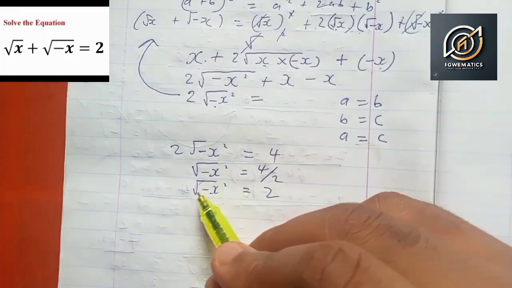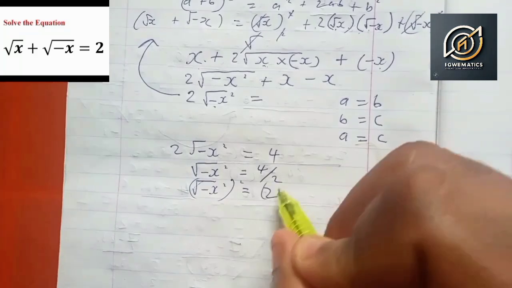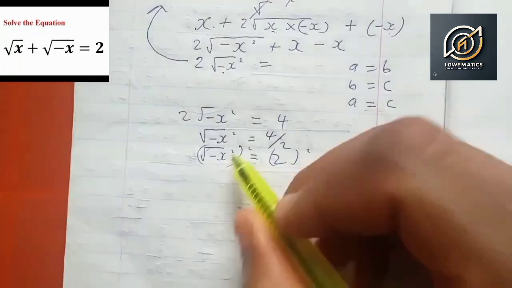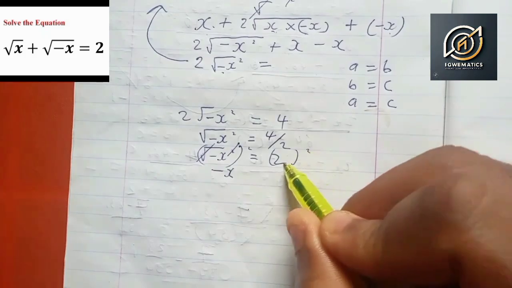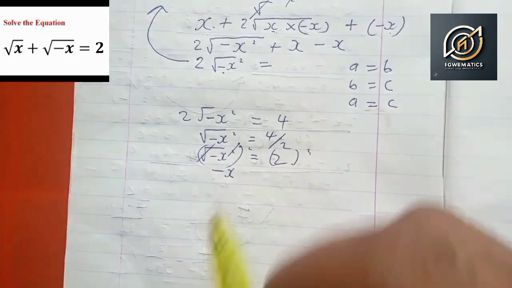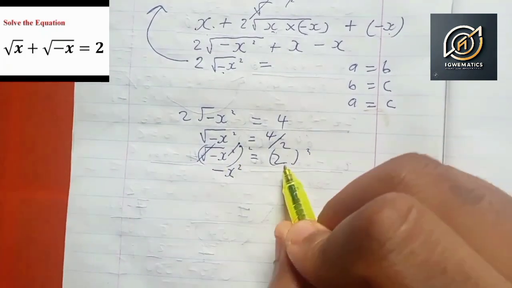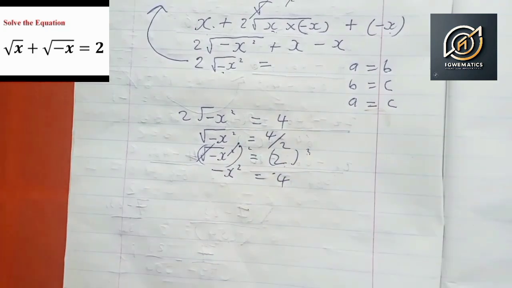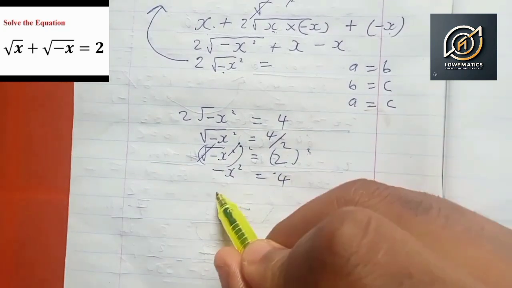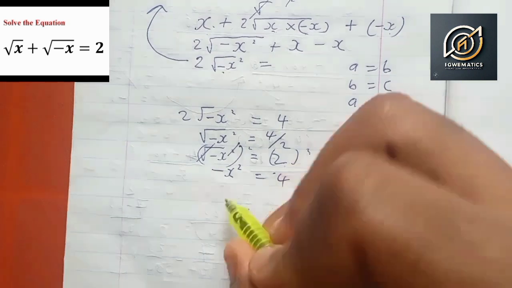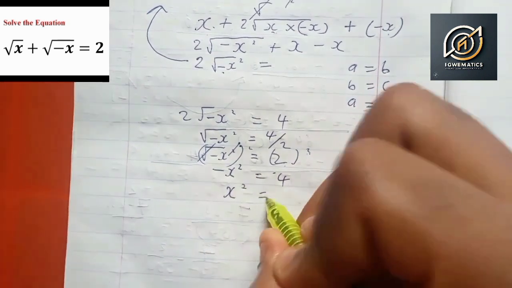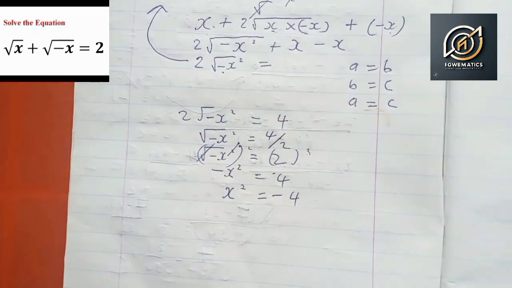Now to cancel out the square roots, we will square both sides. Again, square will cancel square root. We are left with minus x squared, and 2 squared is equal to 4. Then we divide both sides by minus 1, or you can multiply both sides by minus 1 to give you the same answer, we will have x squared will be equal to minus 4.